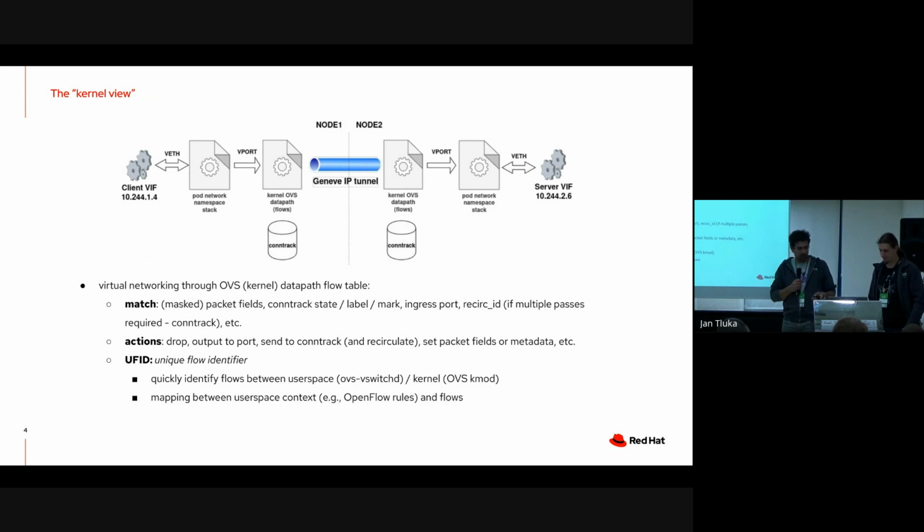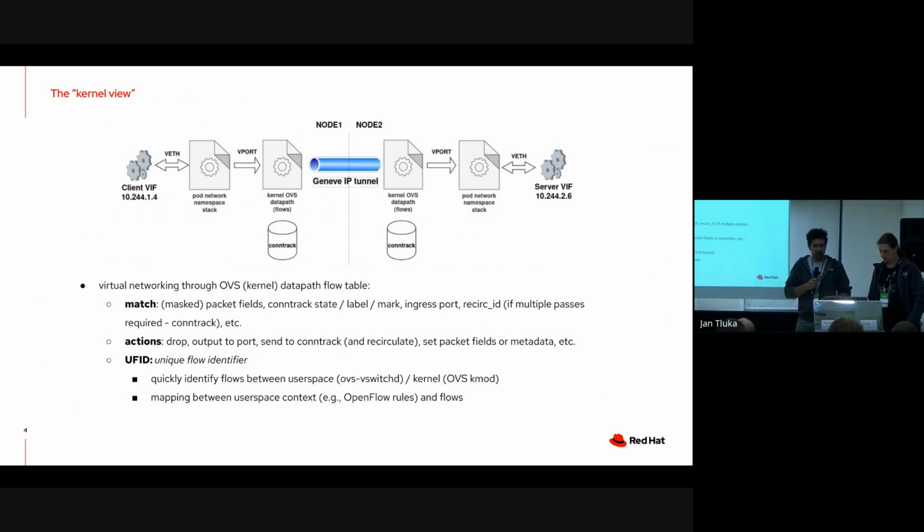The topology we're debugging looks like this. We have two nodes connected through a Geneve tunnel. They run the OVS data path, which contains flows. And we have a client VIF and a server VIF, one on the left side, one on the right side.